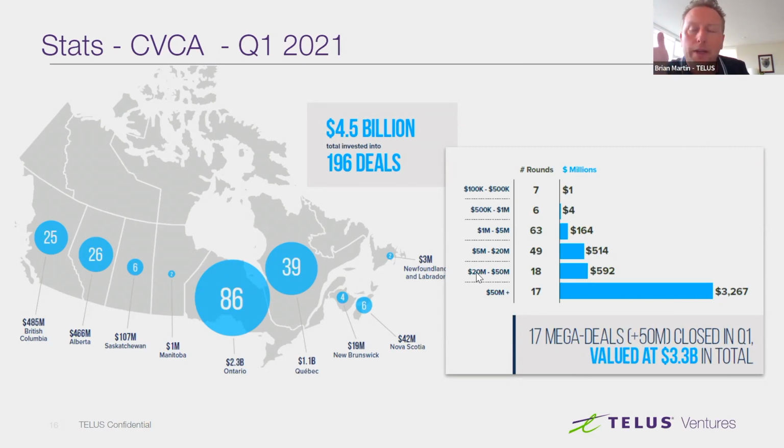This year, I don't have the Q2 stats yet, so this is Q1. There's been 4.5 billion across 196 deals. Really nice to see that the prairies are picking up some of the venture dollars, particularly Alberta and Saskatchewan. BC had about $500 million in financing. Ontario and Quebec certainly continue to get the lion's share of financing. Much larger geographies, much larger ecosystems.